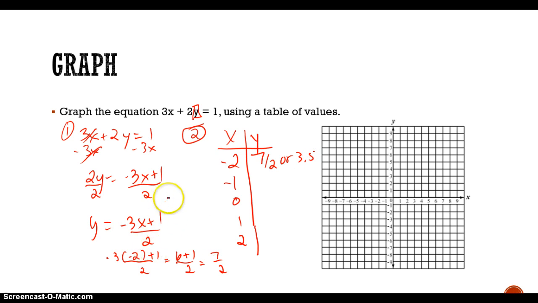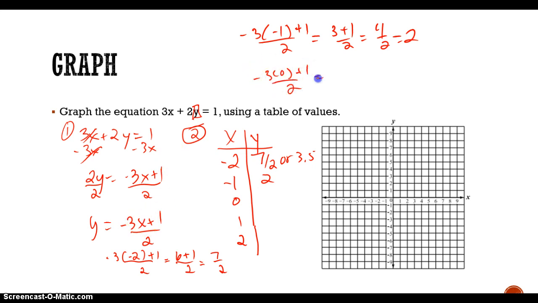So plug in -1 now. I'll do the work up here. -3 times -1 plus 1 over 2 equals 3 plus 1 over 2, which equals 4 over 2, which equals 2. So plug in 0. We know that -3 times 0 plus 1 over 2 equals 1 over 2, because 0 times 3 is 0. So a half.